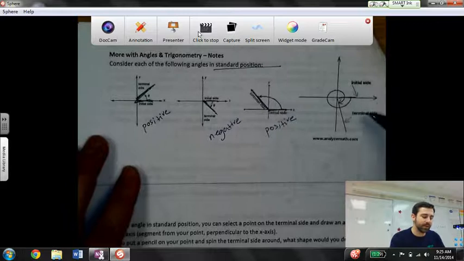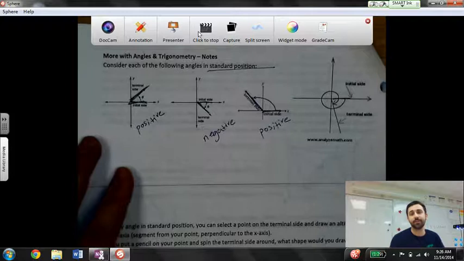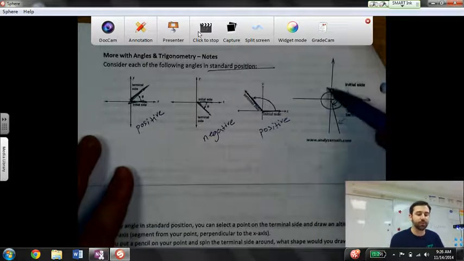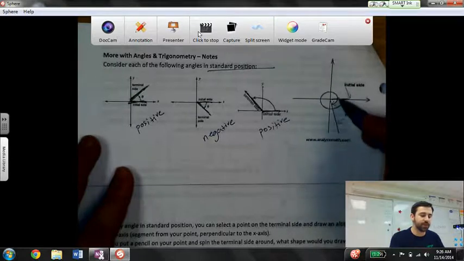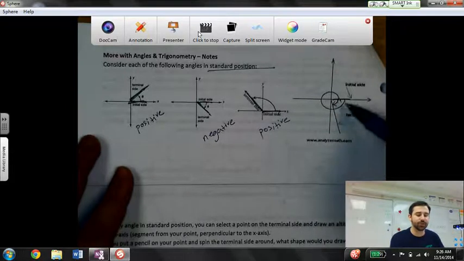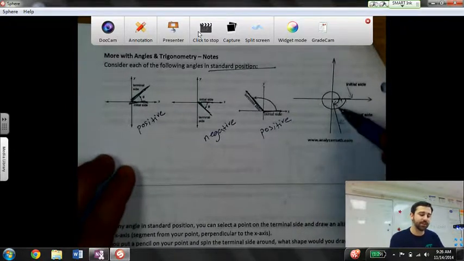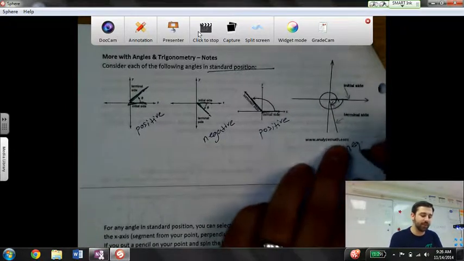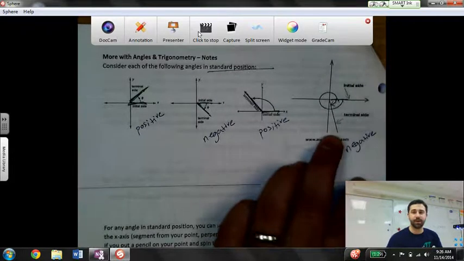And then here, notice when we're using angle measures, for instance degrees, a full rotation is 360. Now notice this angle measure will be 360 plus the little piece it takes to get from the initial side to the terminal side after a full rotation. This is in the negative direction, so this angle measurement will be negative.